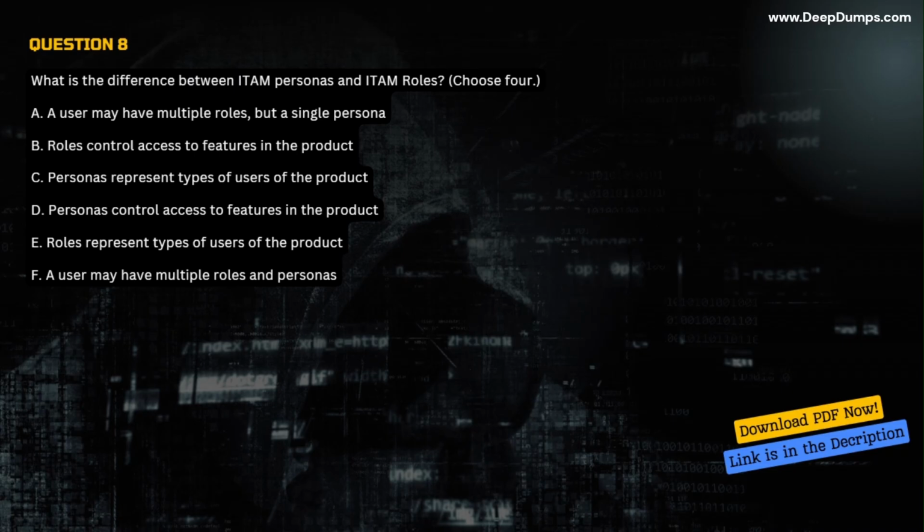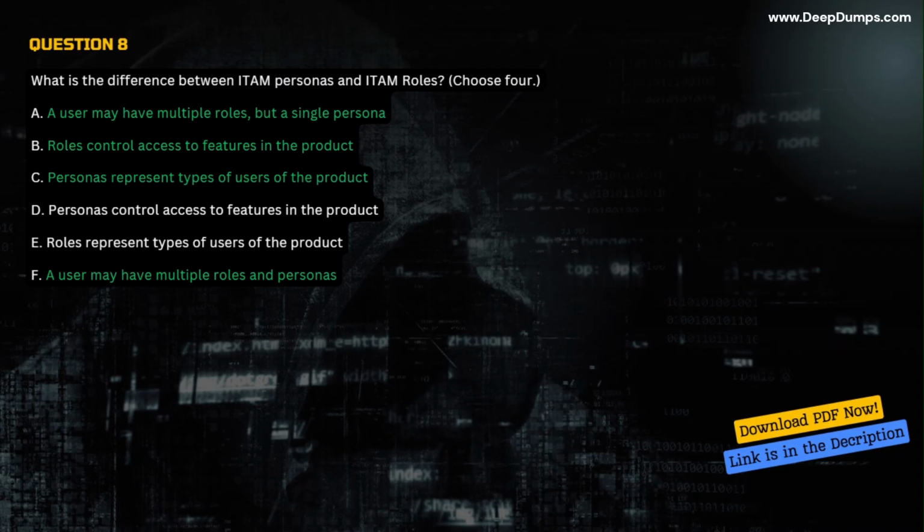D. Personas control access to features in the product. E. Roles represent types of users of the product. F. A user may have multiple roles and personas. Correct answer A, B, C, and F.